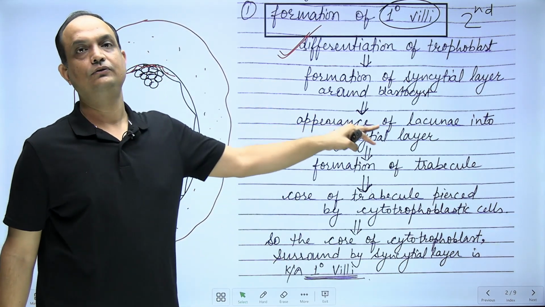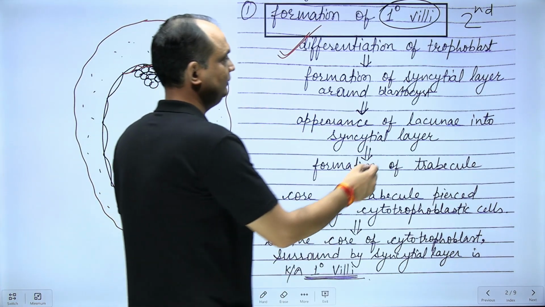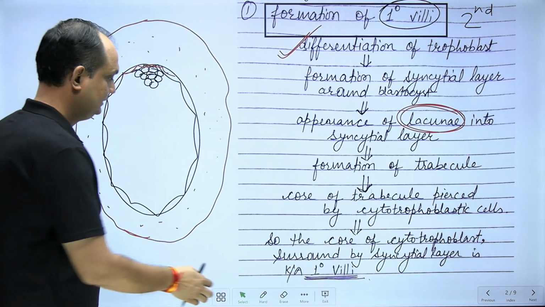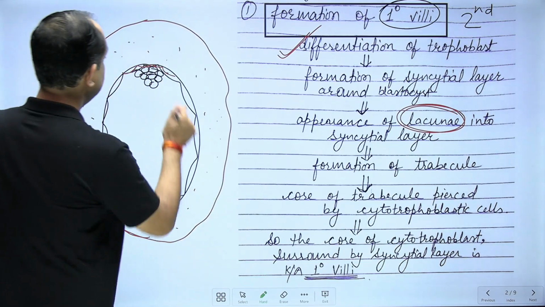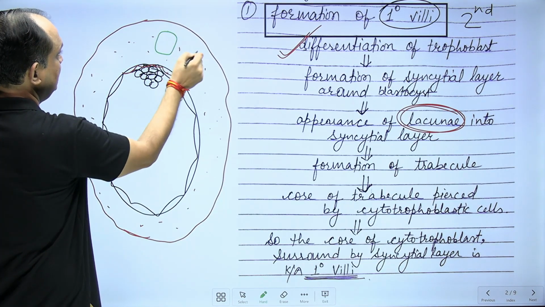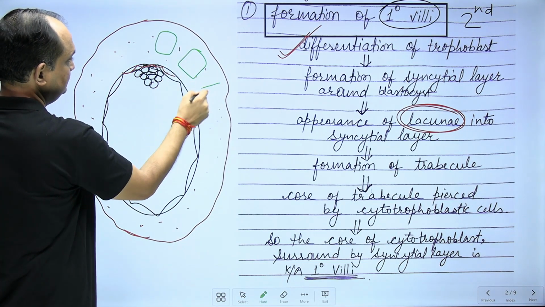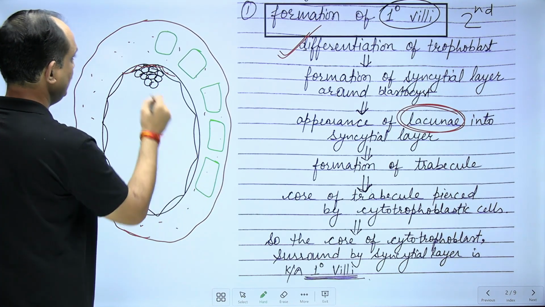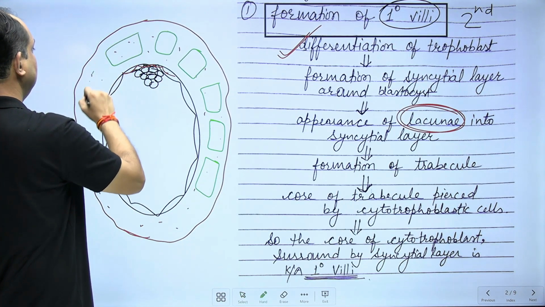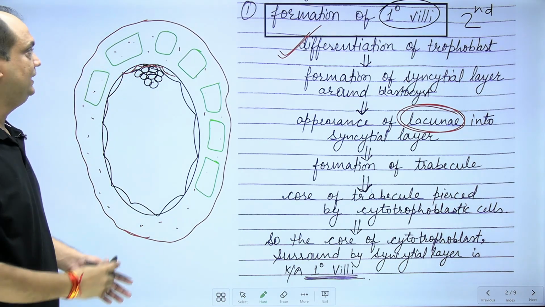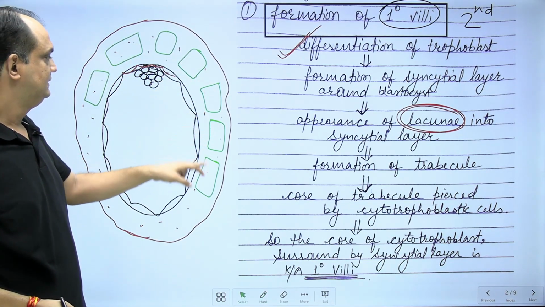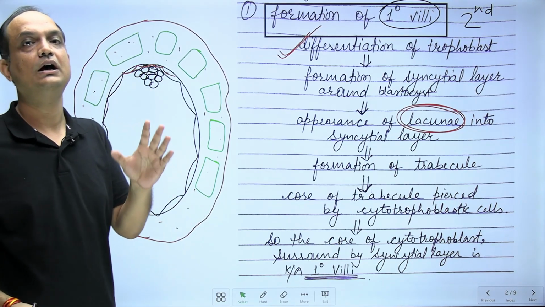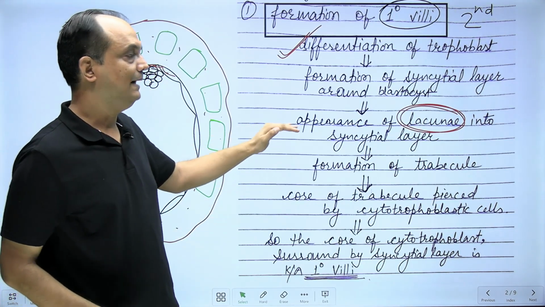Now, there is an appearance of lacunae. These lacunae first appear near the polar end. In this area you will have the appearance of spaces. These spaces are smaller in size initially, and later on the spaces will join each other and form large spaces. Now, my dear students, these large spaces are known as lacunae, and this stage of the blastocyst is known as the lacunar stage.